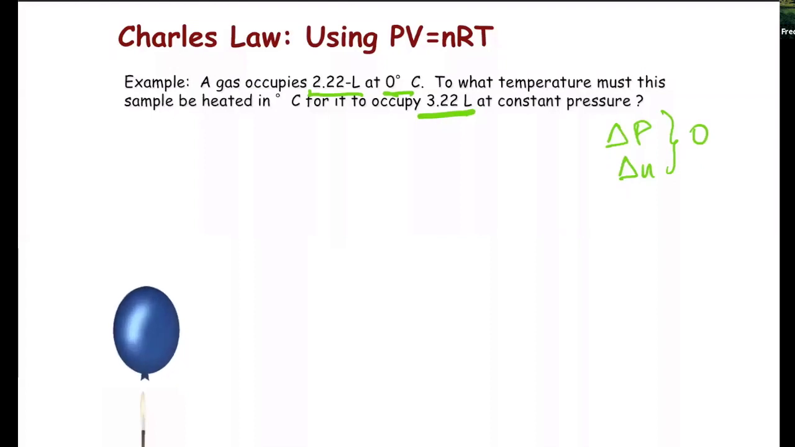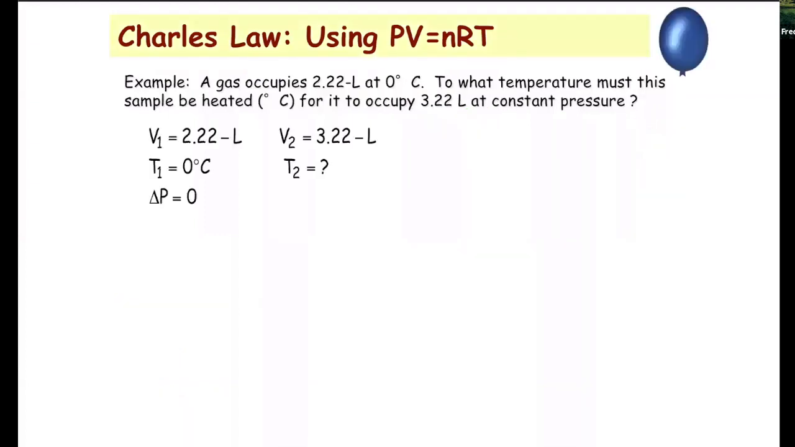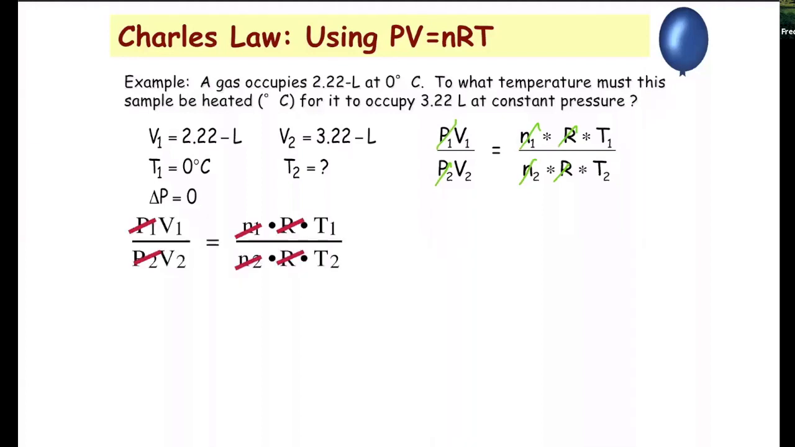Again, some of my dramatic effect. When you heat up something, of course it's going to increase in size. So you would expect the volume to be larger than 3.22. That's the direction we want. So let's look at the math. Here it is right here. You set up all the variables, and then you do the math. What will cancel out? N will cancel out. R will cancel out. P will cancel out because it doesn't change. So what you have here is V1 over V2 equals T1 over T2. Remember, you're solving for T2 here.